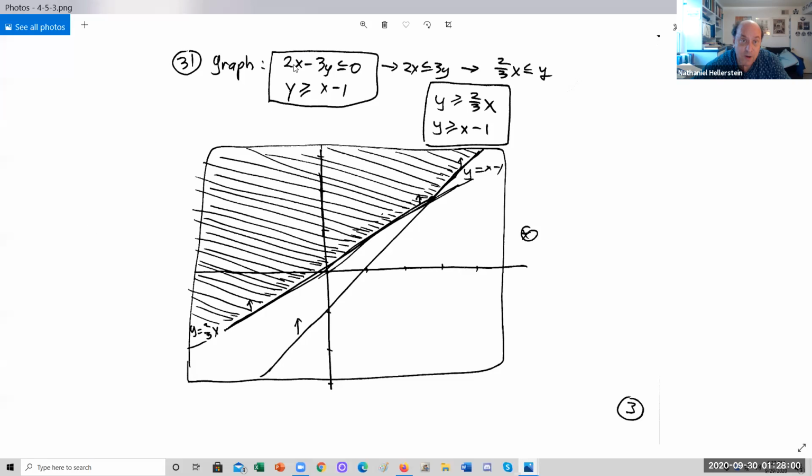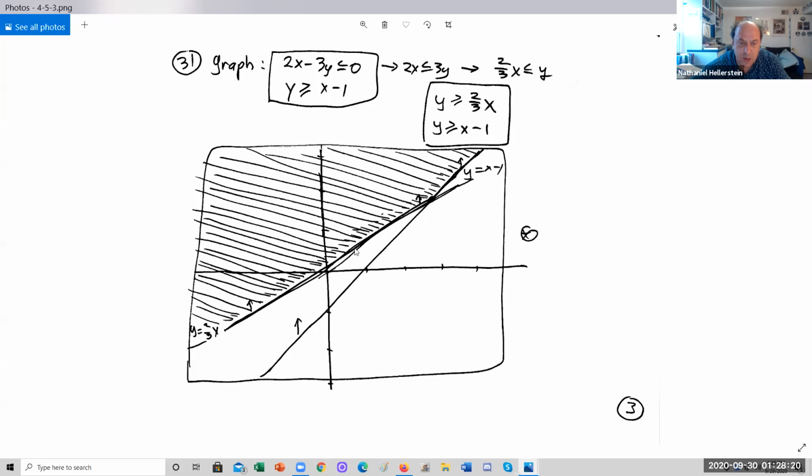You want to graph 2x minus 3y is less than or equal to 0, and y is greater than or equal to x minus 1. Now, this first inequality, after some transformations, is 2/3 x is less than or equal to y, or in other words, y is at least 2/3 x. The second inequality is y is at least x minus 1.